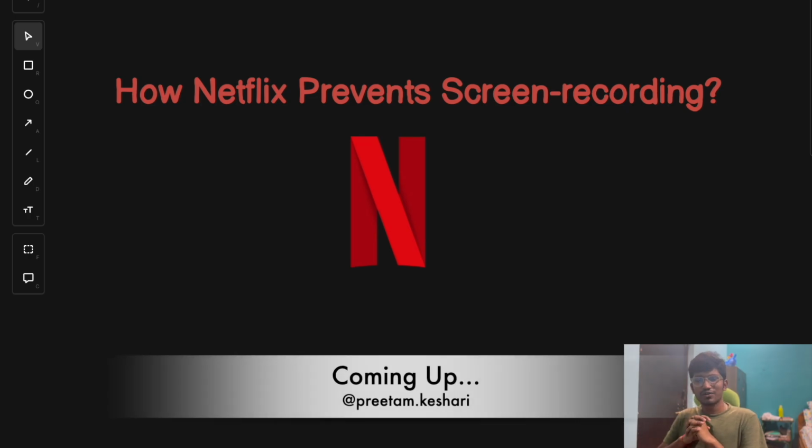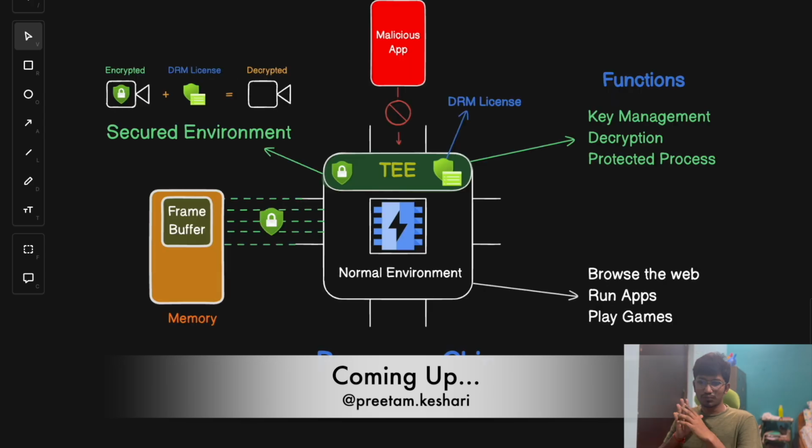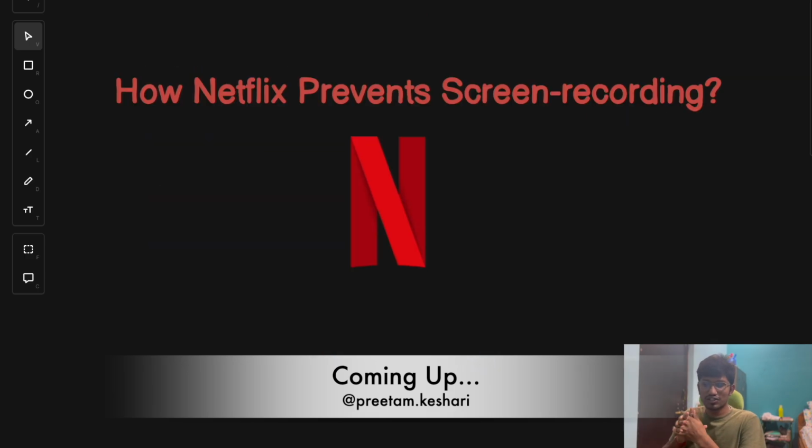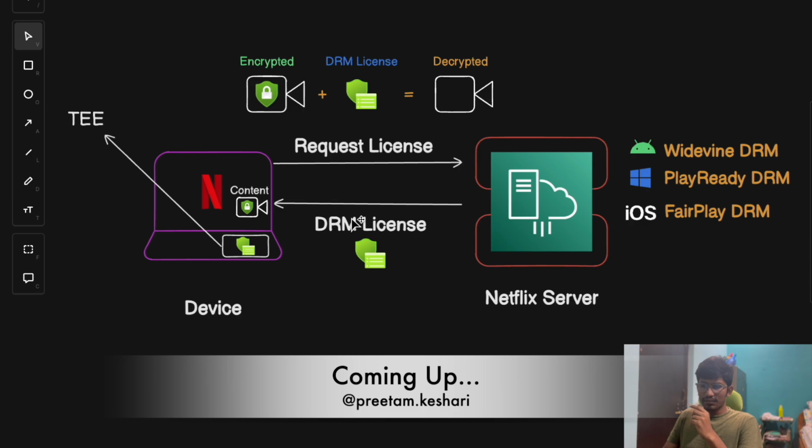So have you ever wondered why you can't download or screen record your favorite shows playing on Netflix? To make its protection even stronger, Netflix uses something called device level security. Okay, so let's start with the first one, which is digital rights management, or DRM technology. Okay, so this DRM license is stored in a secured physical location inside the CPU or the processor of the device.